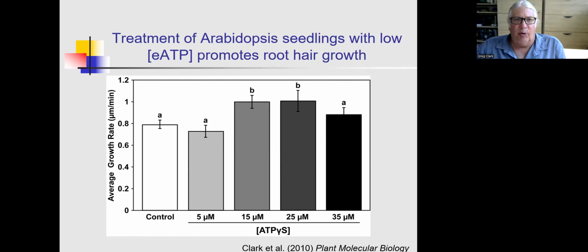We also tested lower levels of extracellular ATP. And in this experiment, you'll see that 15 micromolar ATP gamma S and 25 micromolar ATP gamma S promoted root hair growth in these Arabidopsis seedlings. And this was a very exciting result because this is a characteristic of hormones. One concentration of the hormone does one thing, and another concentration of the hormone does another. So this was one of the first pieces of evidence that extracellular ATP in plant cells, like animal cells, is a hormone-like substance.